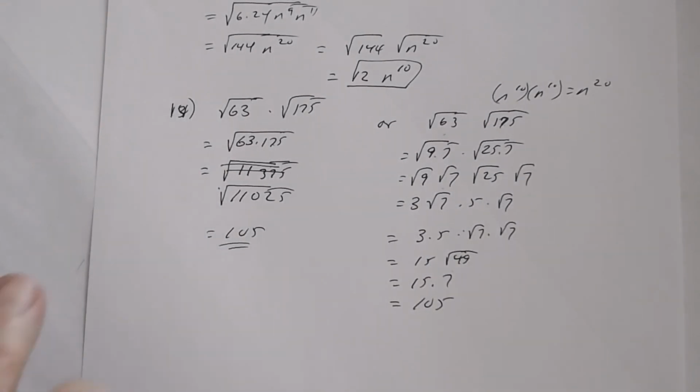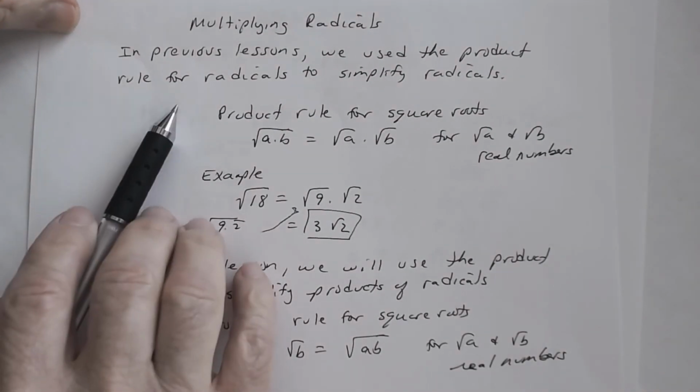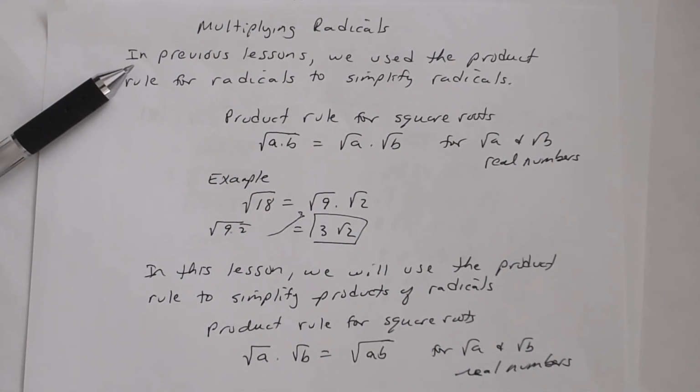Okay? All right, so that is the lesson on multiplying square roots. And notice that it should be fairly easy for you now. It's not a difficult concept anymore for you. You know what to do. So that's the end of the lesson on multiplying radicals.